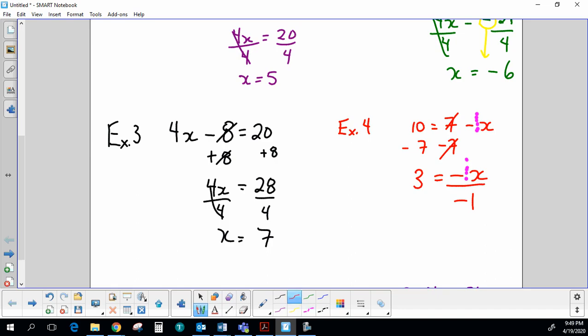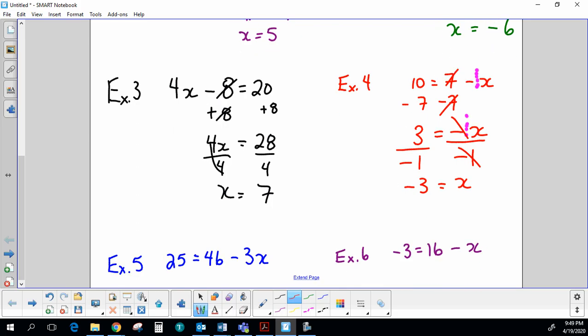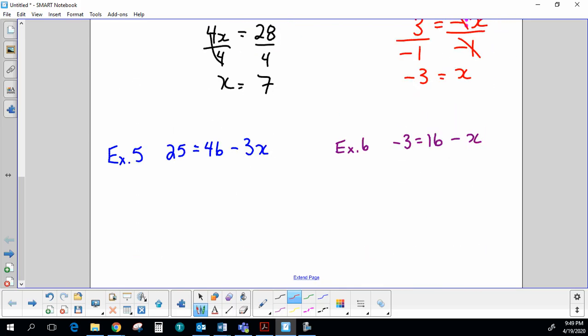And this number is going to cancel with this. And if I do that on the right, I also have to do it on the left. My answer now is negative 3 is equal to x. Okay, so this is just a refresher from things past that we've done, so it shouldn't be anything new. It's just a little bit of a brain refresh.